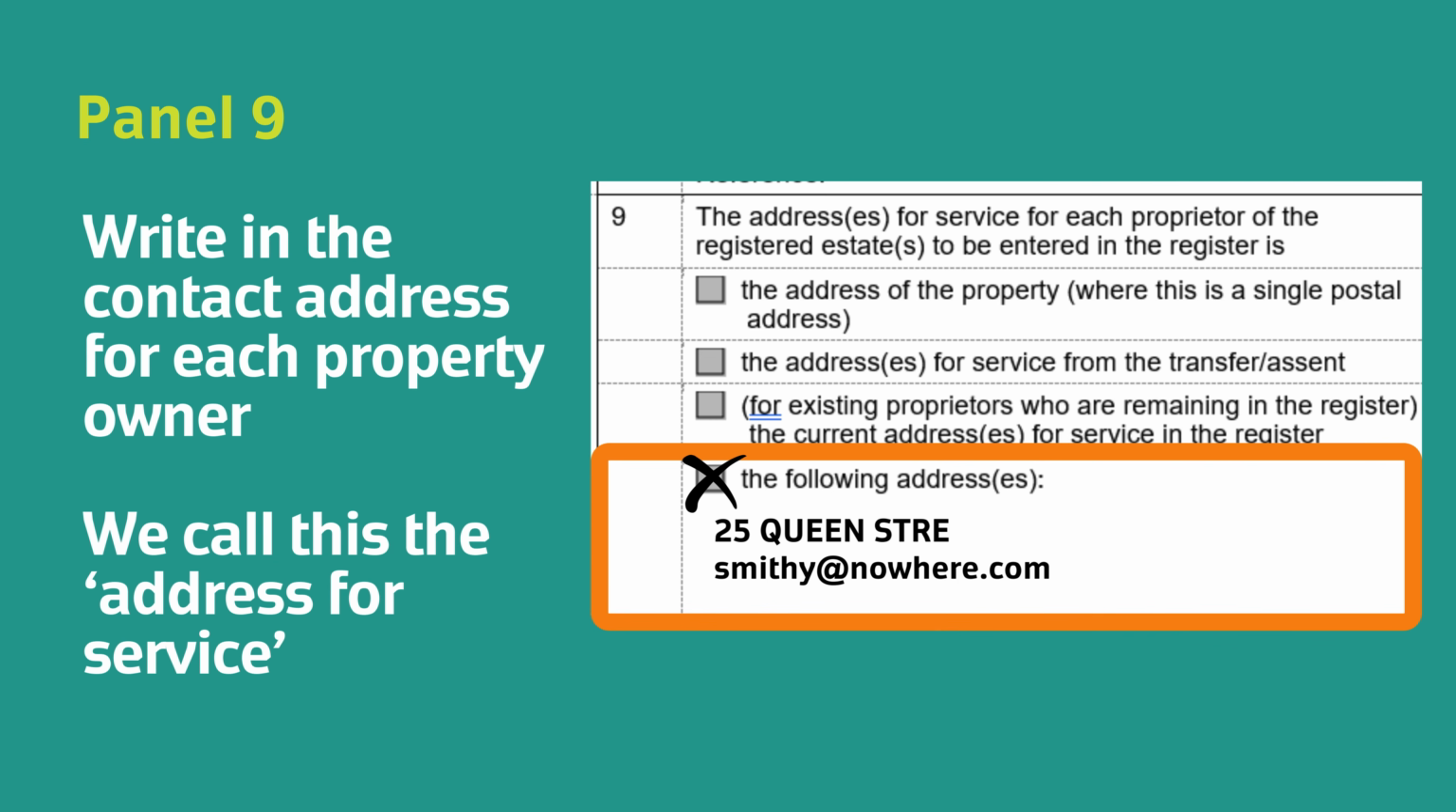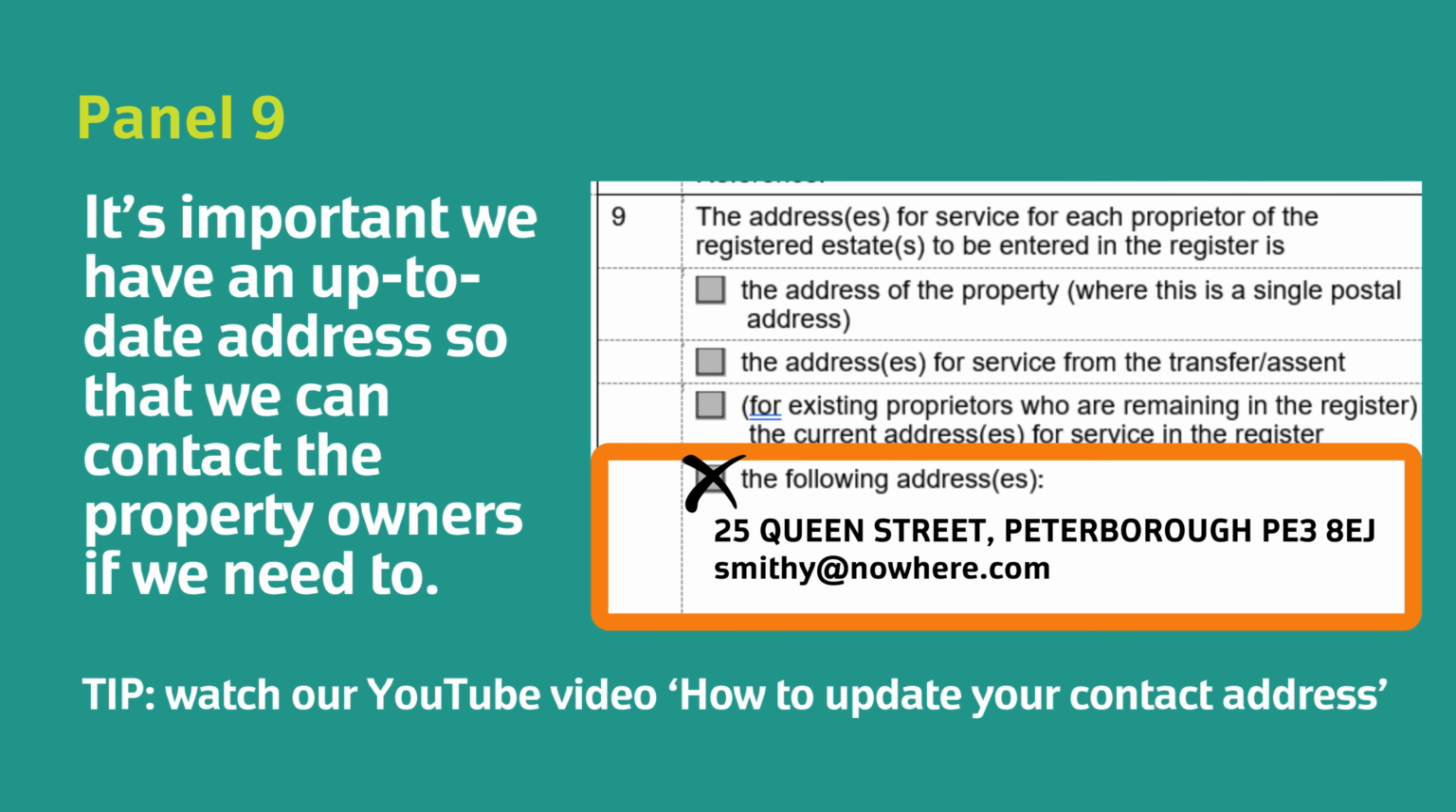State the contact address for each property owner. This is the address we'll use to contact you if we need to. We call it the address for service. It's important that we have an up-to-date address so that we can contact the property owners if we need to. If at any point you want to update your address in the register, watch our video, How to Update Your Contact Address, for a step-by-step guide.